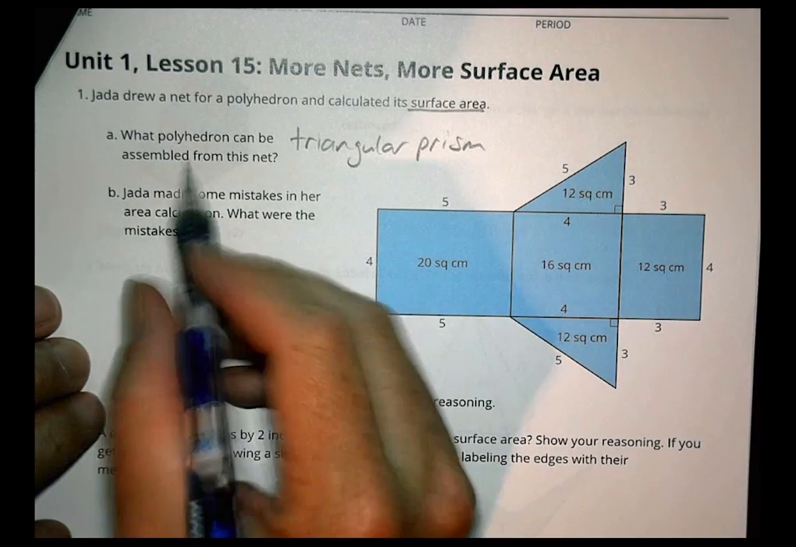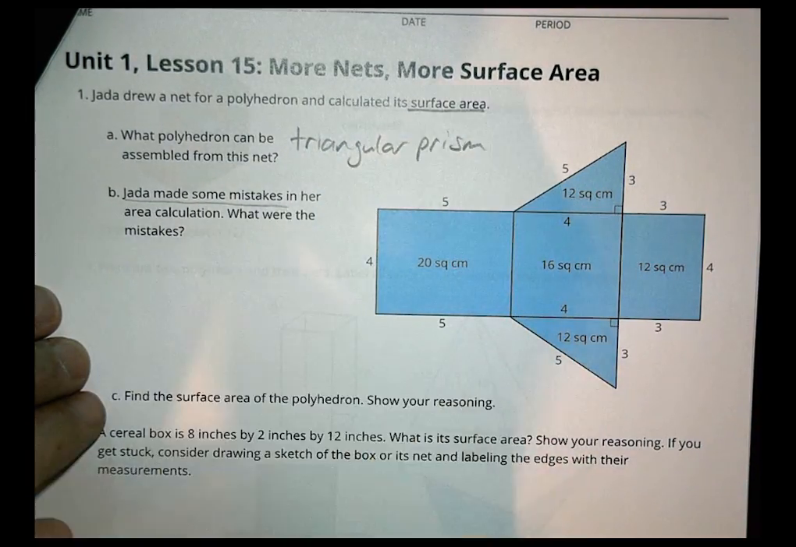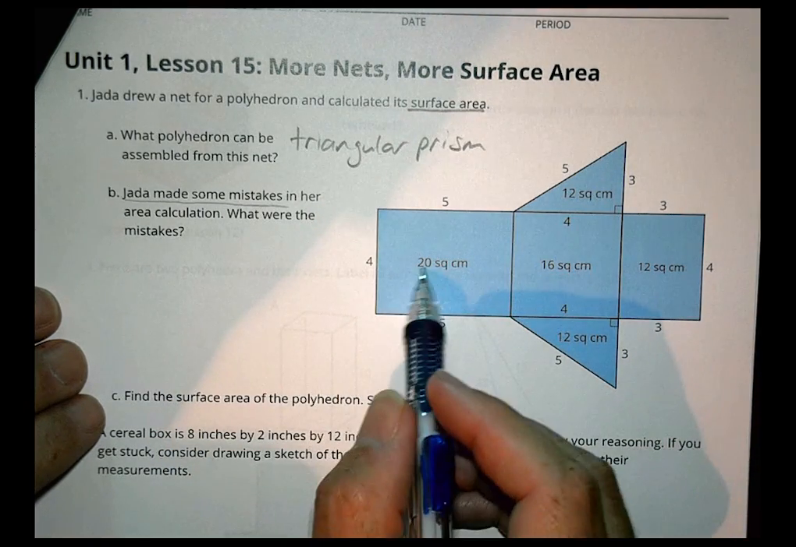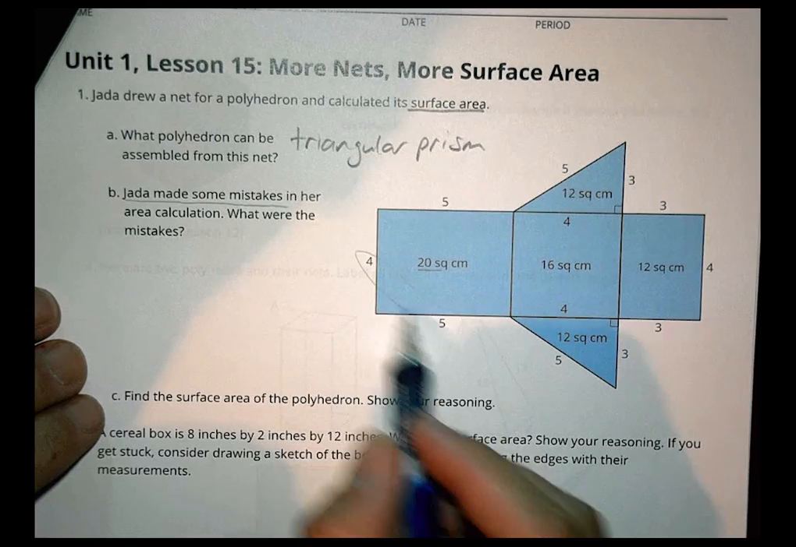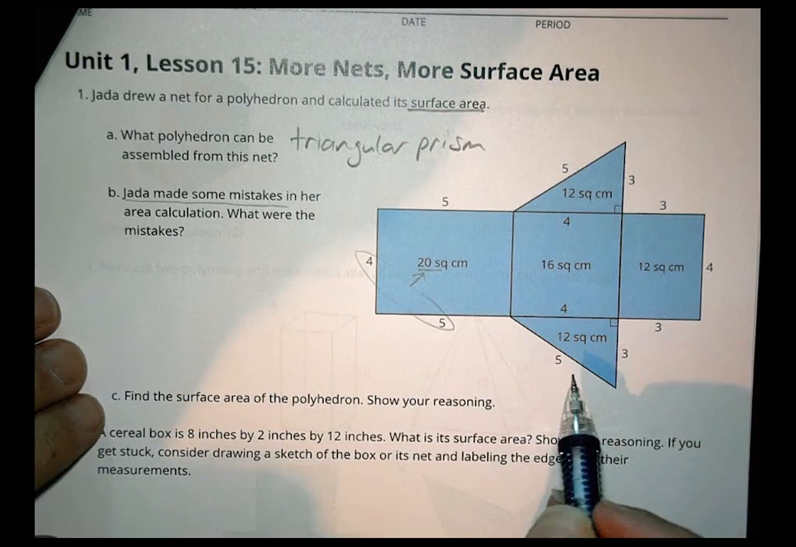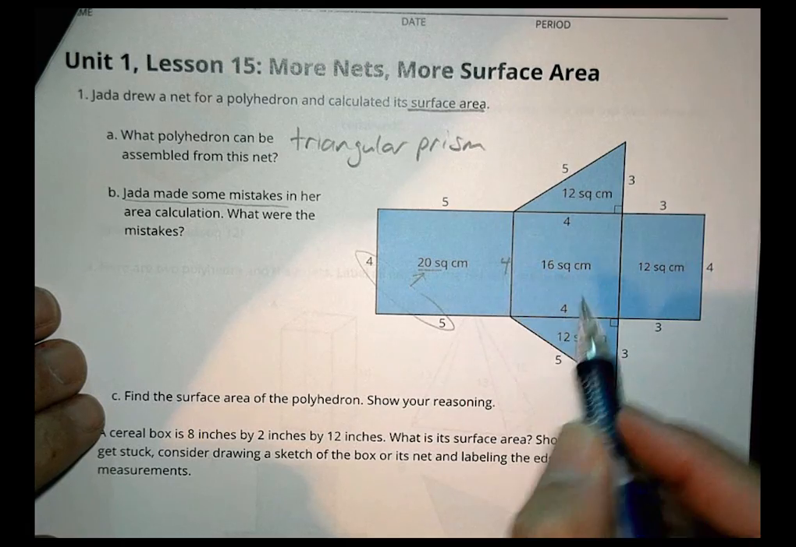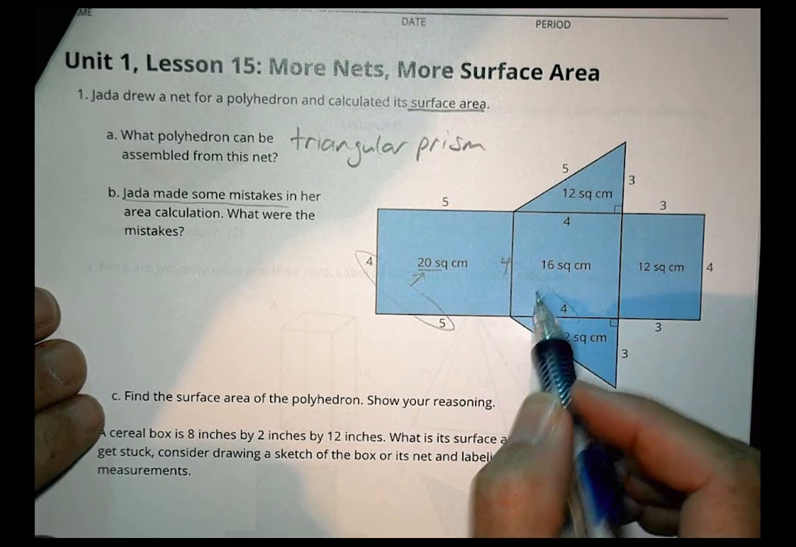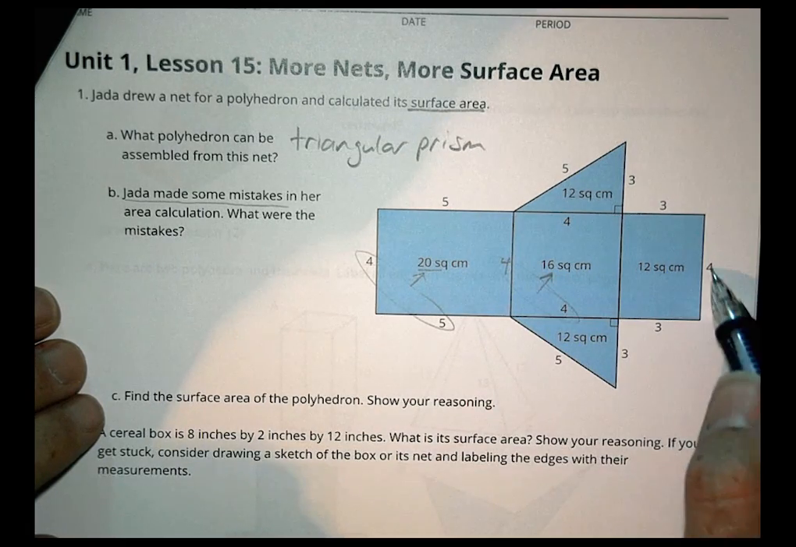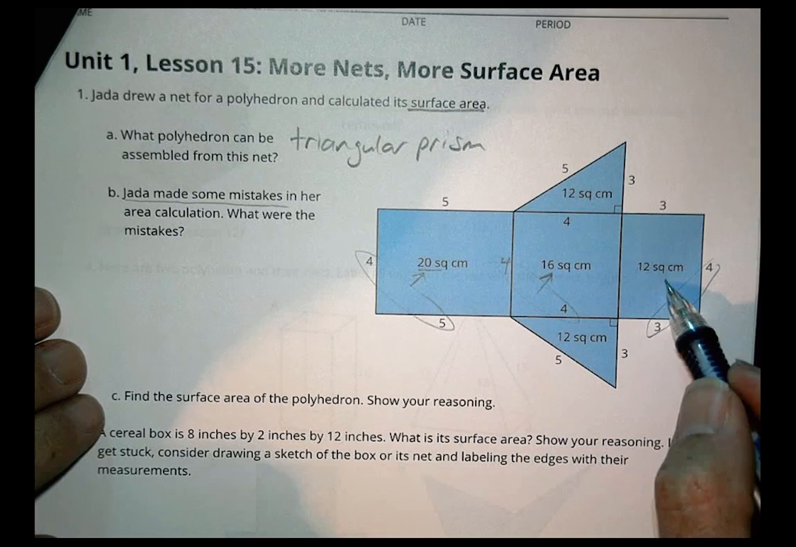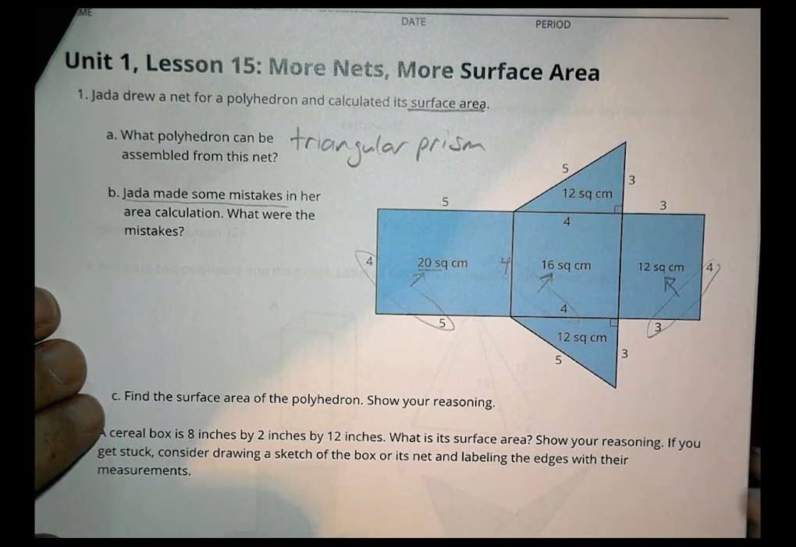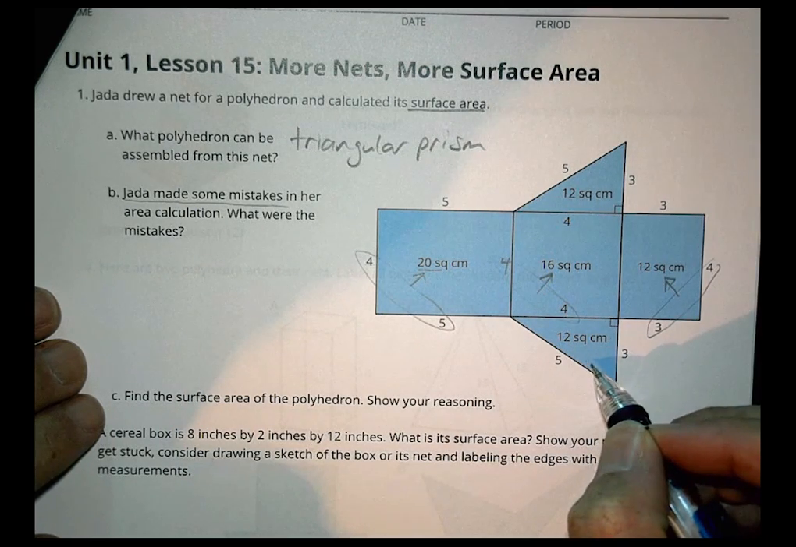Okay? Because the triangles are parallel to each other, they become my bases, and the rectangles go around that. Now it says Jada made some mistakes in her area calculations. What were the mistakes? Okay, let's take a look. The area is found by multiplying the base times the height. 4 times 5 is 20. That looks okay. Here this 4 carries over, so we have a length of 4, and 4 times 4 is 16. That looks okay. Here 4 times 3 is 12. That looks okay. So now we're talking about the triangles.